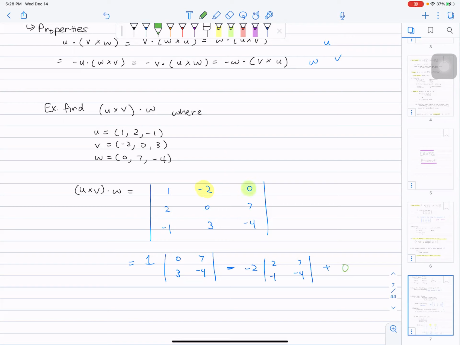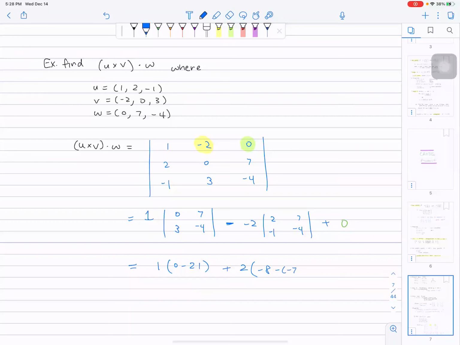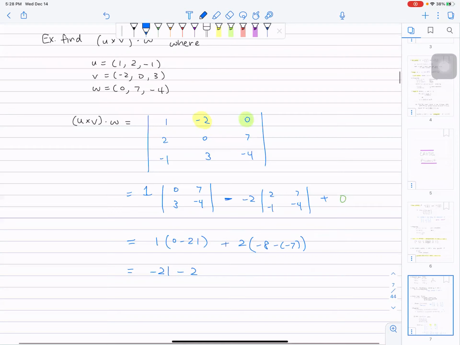0 times anything is 0. So the thing to remember is that they alternate signs. And so I can finish this computation. I get 1 times (0 minus 21) plus 2, because minus negative is plus, times (-8 minus -7). So this gives me -21 minus 2, or -23.